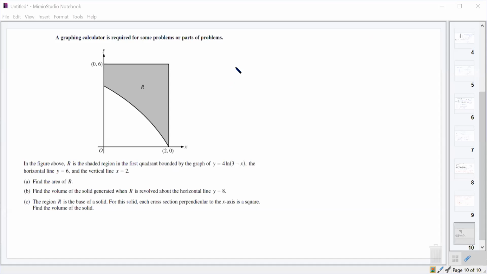So that should be the integral from 0 to 2 of 6 minus 4 ln 3 minus x dx. And what did you come up with for that on your calculator? I got 6.817. That sounds good to other people?